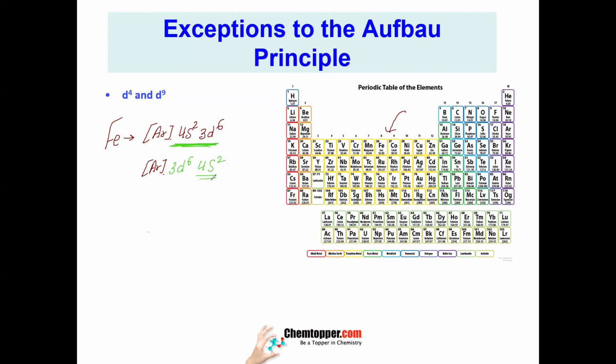Okay. Now, when I ask you to write down the configuration of Fe2+, I will remove electrons from the valence shell. From this, not from 3d first, from here. And the configuration becomes Ar 3d6.